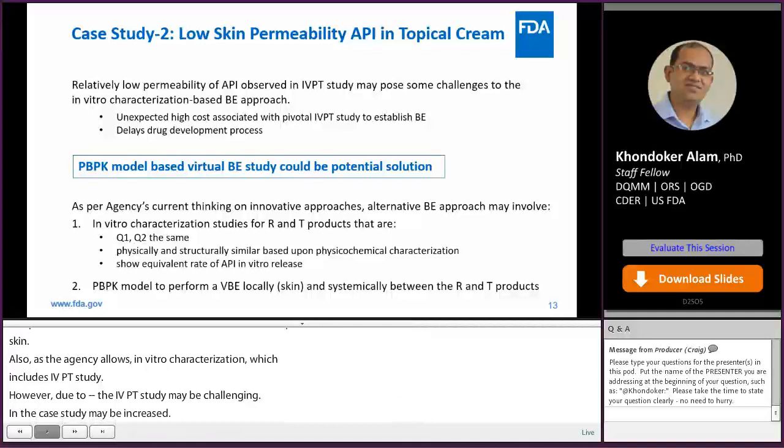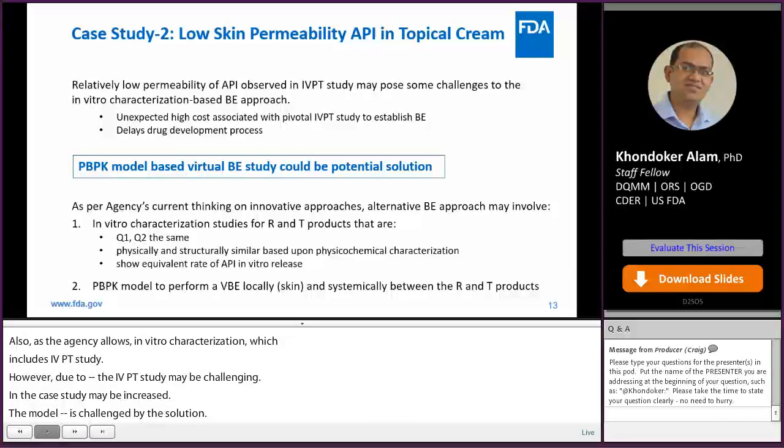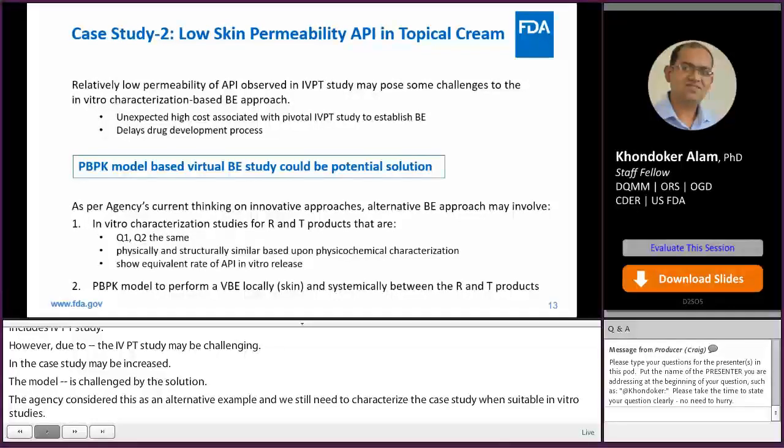Under this alternative approach, we still need to characterize the test and reference drug product with suitable in vitro studies. In lieu of conducting a pivotal IVPT study, the PBK model may be used to perform a virtual bioequivalence locally and systemically between test and reference drug products.